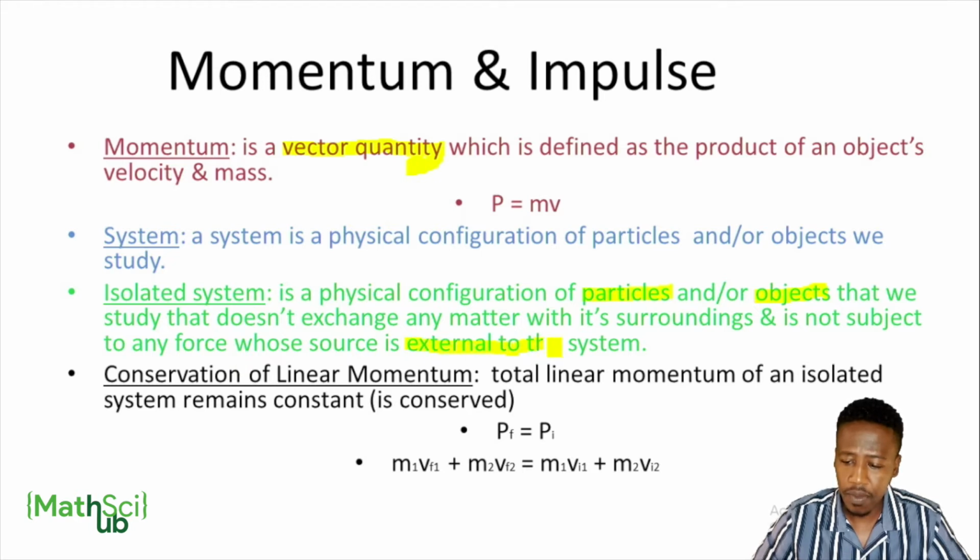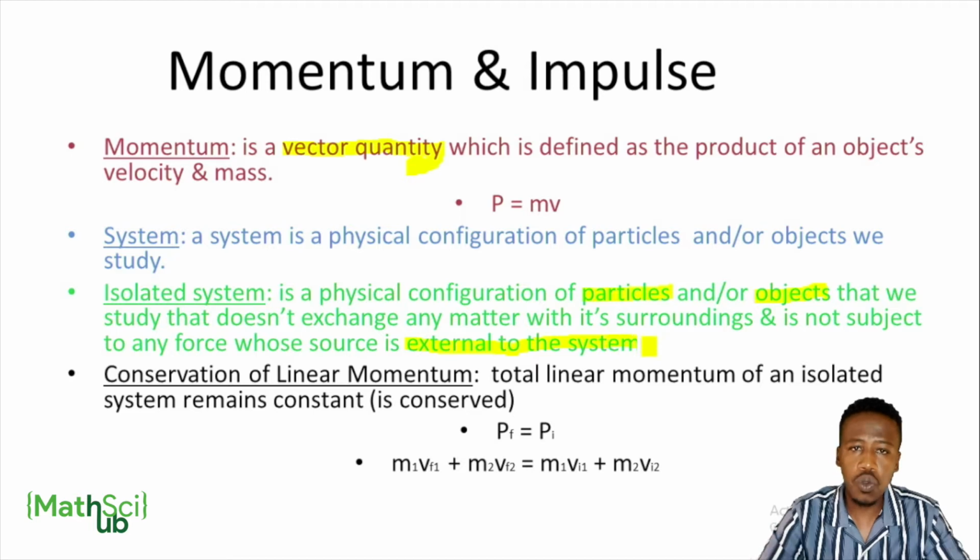Now, meaning we are only going to deal with internal forces. Meaning, if you have maybe two objects that are in an isolated system, the only forces that we are going to deal with are internal forces. Meaning, they have to exert force on each other. Object one has to exert some sort of force on object two, and then object two has to exert some force on object one. So we are only going to deal with those internal forces.